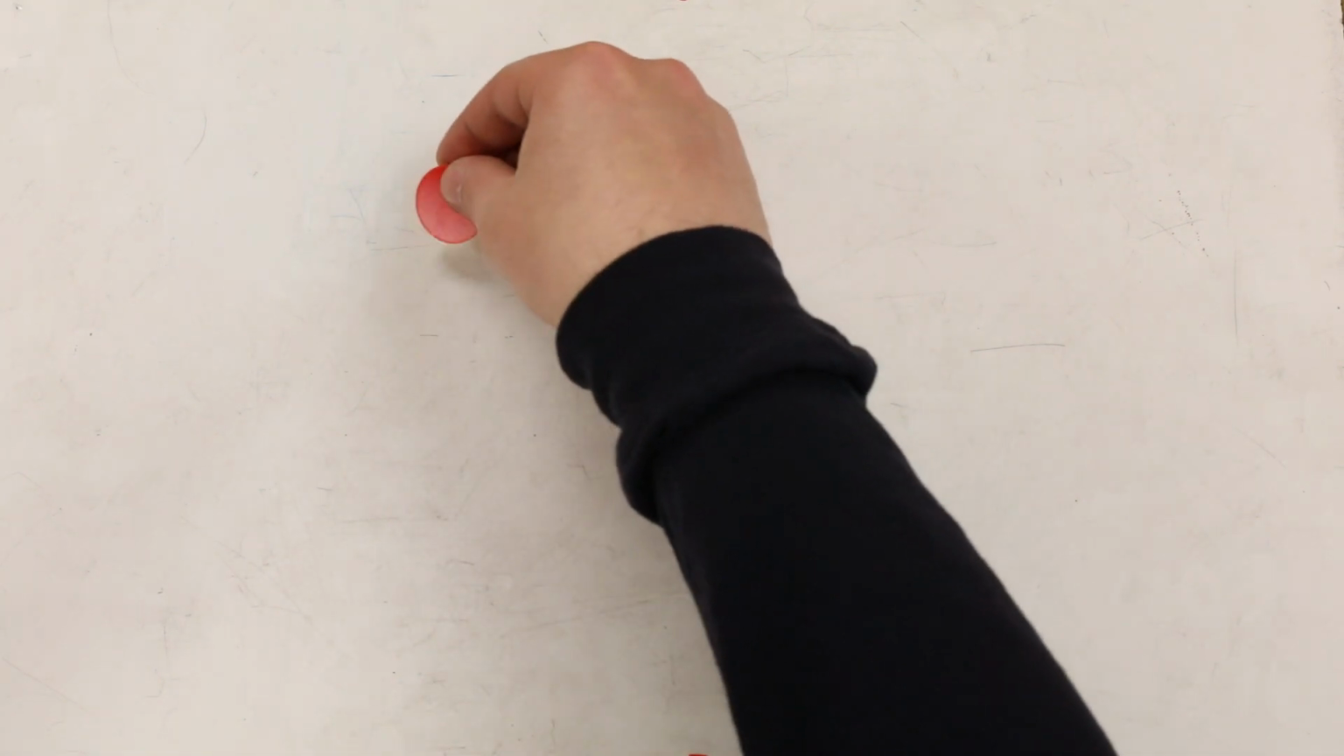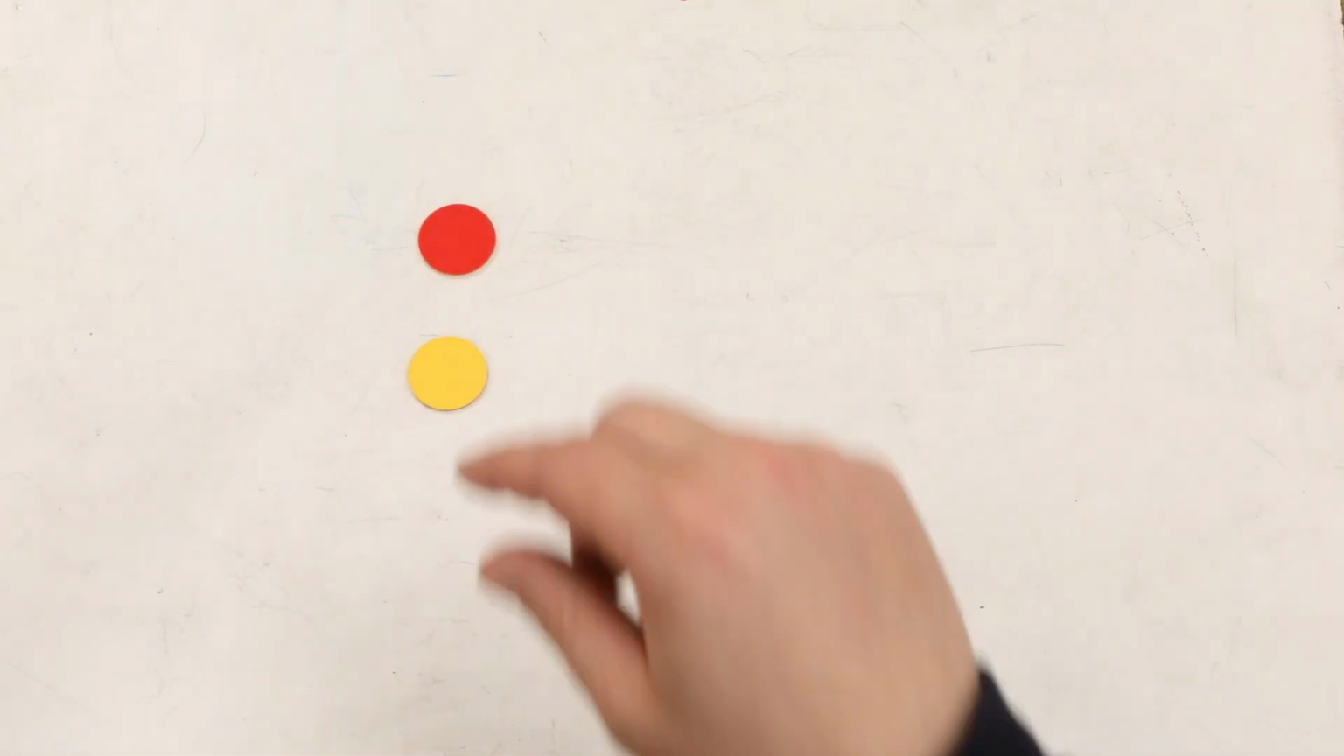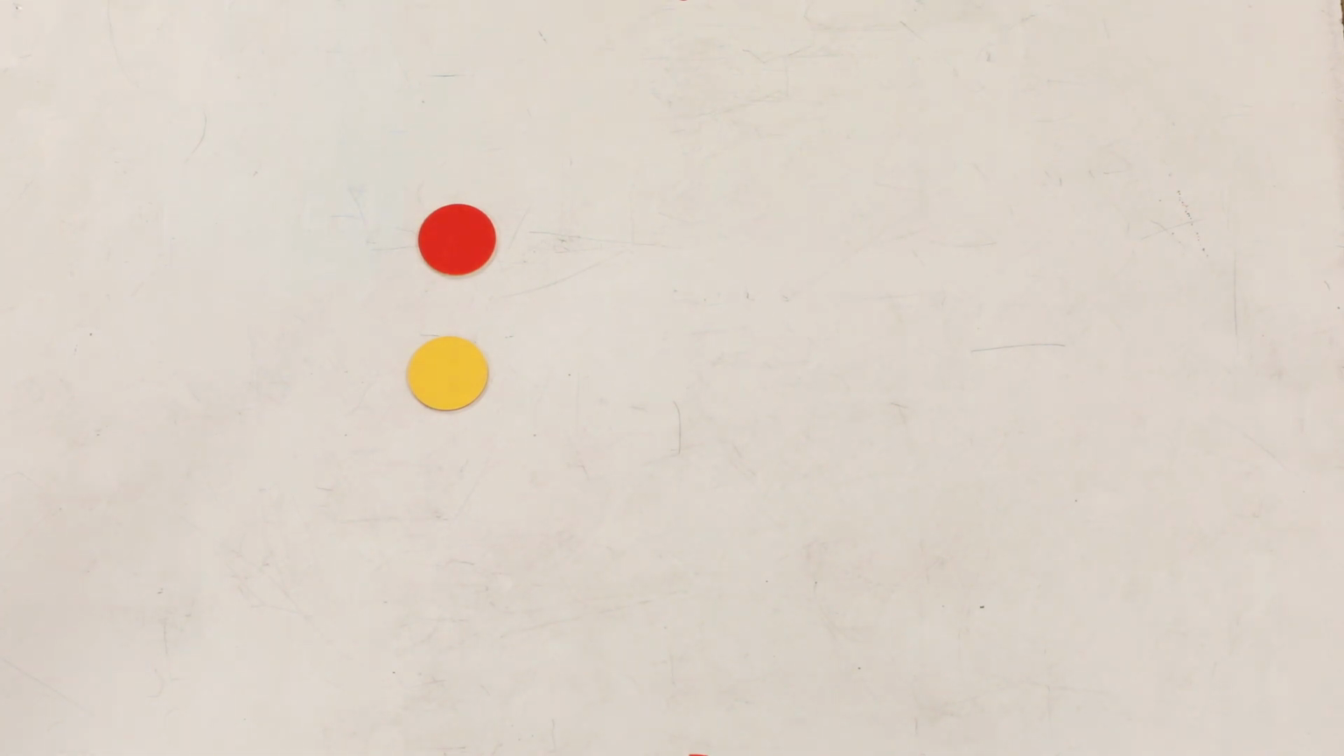Hi, so today we are going to be working on adding with integers. And so there's going to be a progression that we go through when we're learning about adding with integers. So first, we are going to start with integer chips. So we're going to be using red and yellow integer chips.